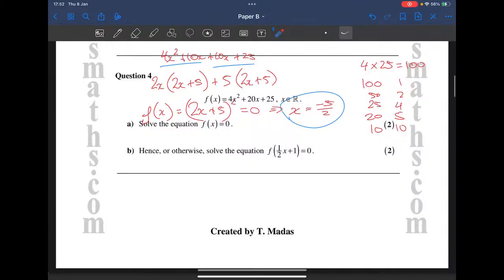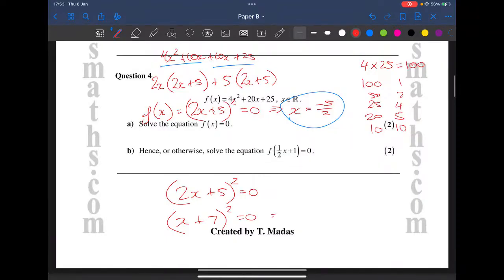For part B, solve when this equation is true. So what we're going to do there is take the kind of final solution that we have, not the very final one, but this 2x plus 5 all squared equal to 0. But now replace the x with a half of x plus 1. So we've got to double this thing. So doubling that, you'd have x plus 2. And then we want to add 5. So x plus 7 altogether. So x plus 7 all squared equals 0. So x should equal minus 7.